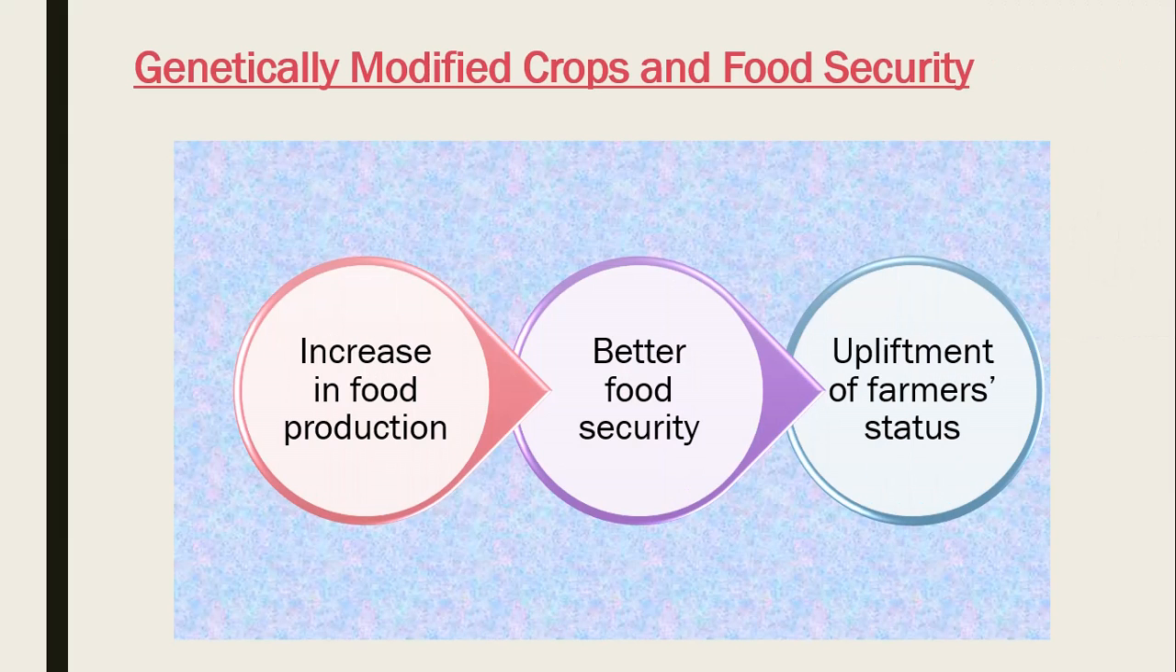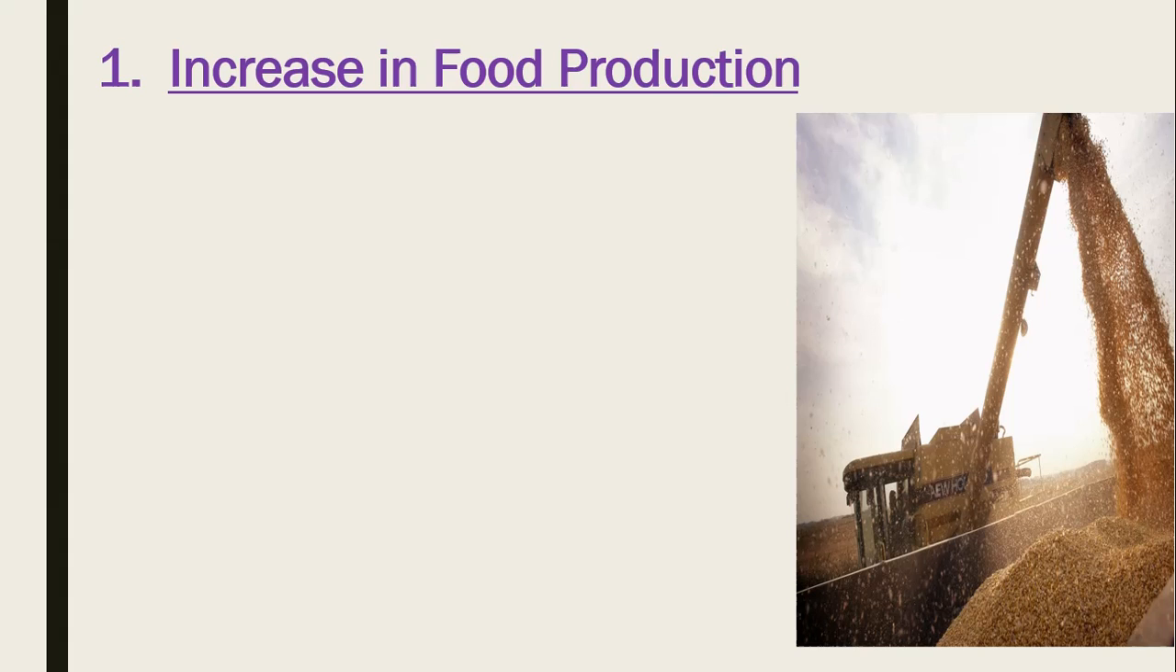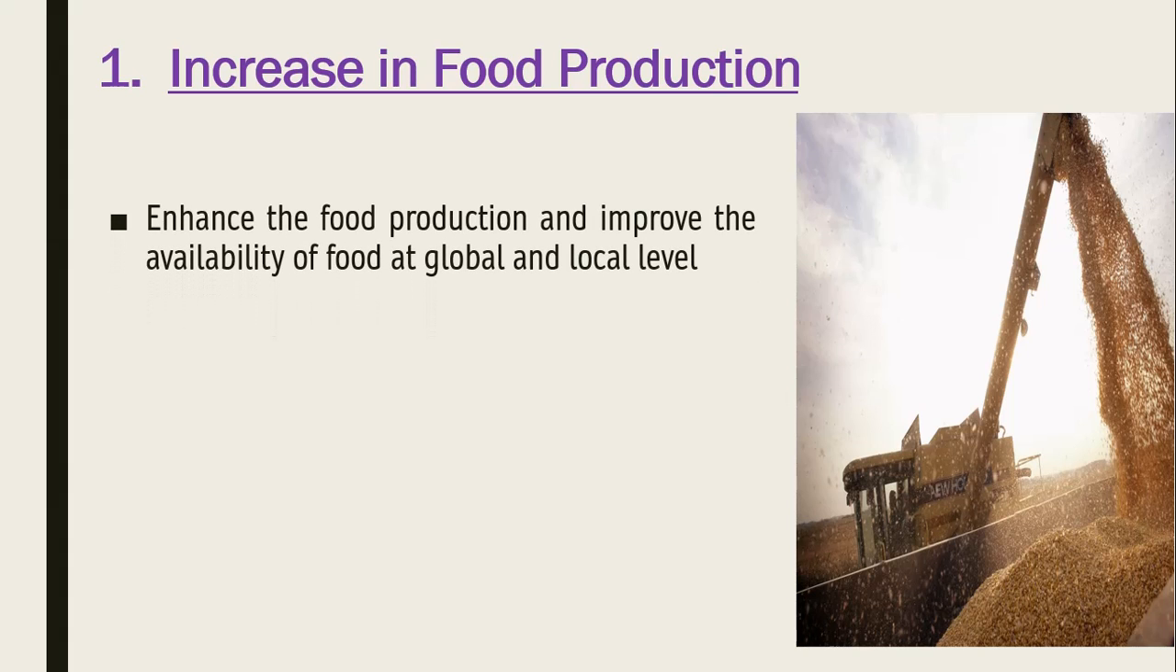What are genetically modified crops and food security? It helps in increase in food production, better food security, and upliftment of farmers' status. How does increase in food production help? Genetically modified crops could enhance food production and improve the availability of food at global and local levels.